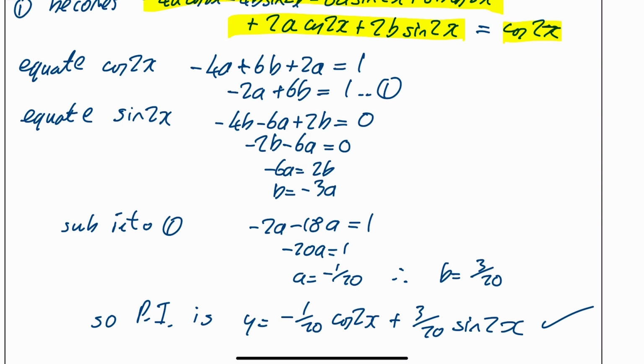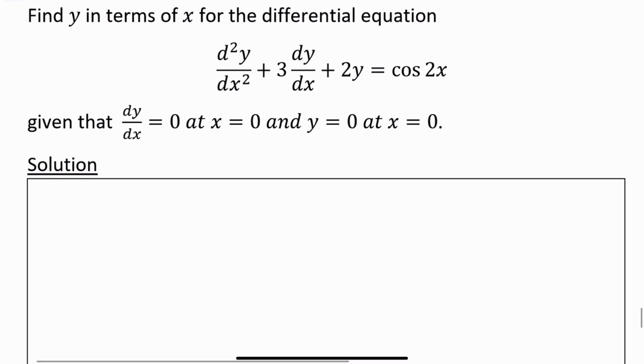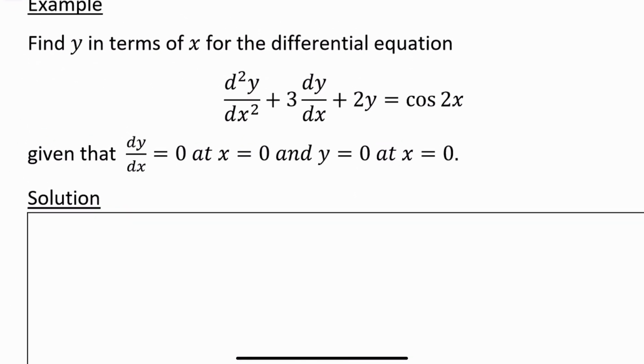Okay, right. Now what we're going to do is put these all together. I've used the same example here again. It says find y in terms of x for the differential equation. We have already done the PI bit. We've just gone through that whole process in the last question. So we're going to start with the general solution, or the complementary function, I should say, of this.